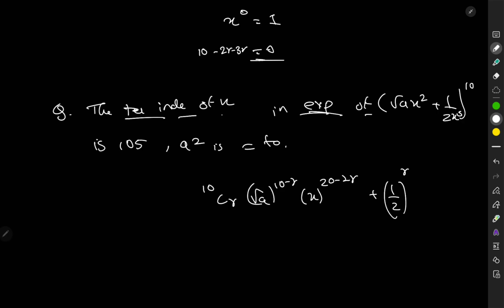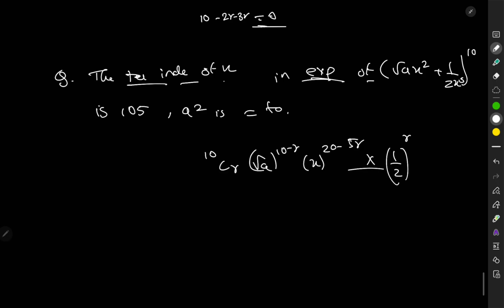Okay, so x to the power minus 3r. Fine. This will get 5r and this will get multiplication, sorry. Okay, so in this case I can write minus 5r equal to 0. Fine. Minus 20 by minus 5 will be equal to r, which is 4. R equal to 4 in this case.